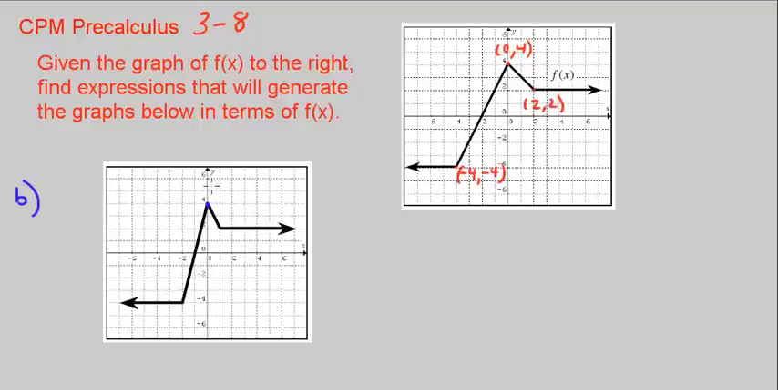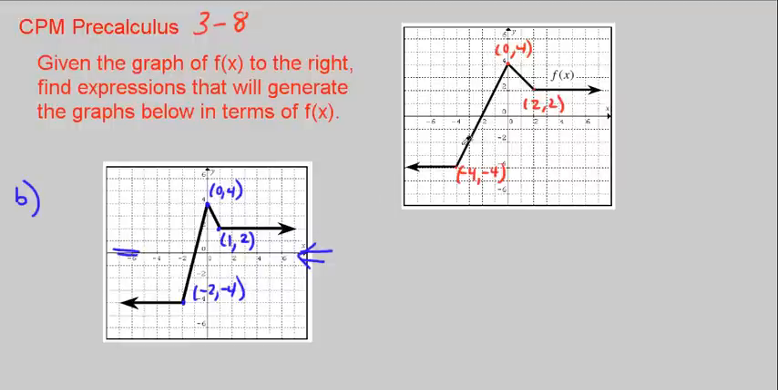Well, this point is still (0, 4), all right. This point now, though, is changed from (2, 2) to (1, 2). And this point here went from (-4, -4) to (-2, -4), right?